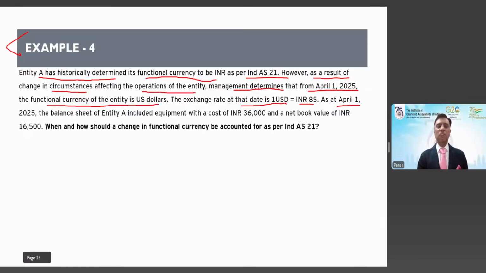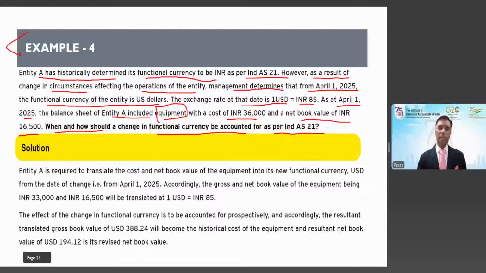As at April 1st, 2025, the balance sheet of entity A included equipment with a cost of INR 36,000 and a net book value of INR 16,500. So the gross book value of this equipment is 36,000 and WDV of this equipment is 16,500 on 31st March 2025. With effect from 1st of April 2025, you need to change your functional currency. So the question is asking when and how should a change in functional currency be accounted for as per the provisions of Ind AS 21? So let's see the solution.